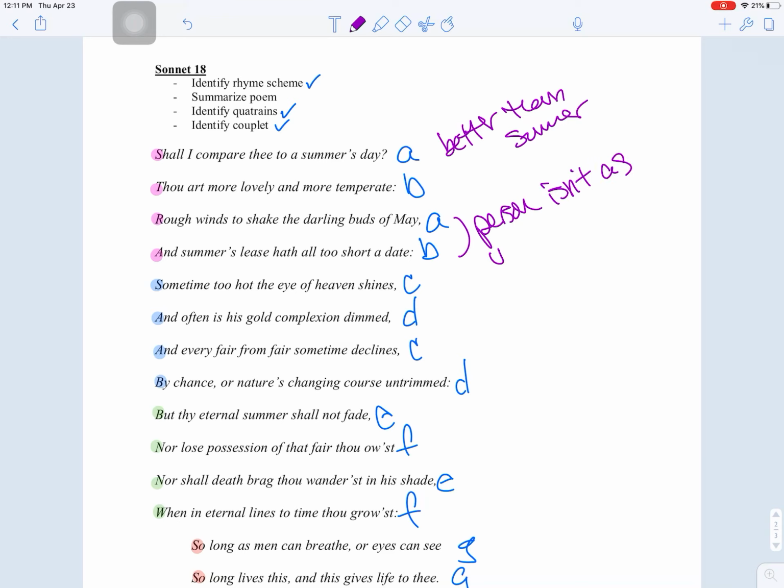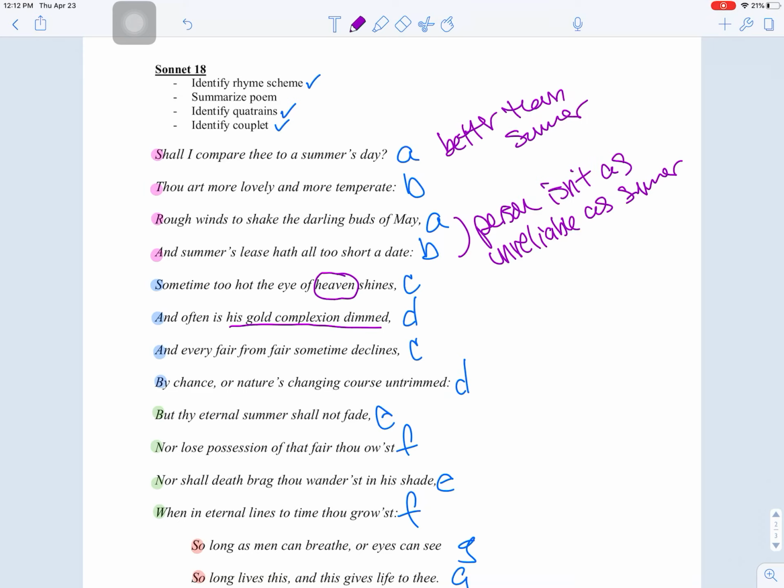as unreliable as summer. Okay? And our next quatrain also talks about it. It says, "Sometime too hot the eye of heaven shines, and often is his gold complexion dimmed." Okay, not sure what that means, but we have the word heaven in here, and that's probably a clue. His gold complexion, right? So like the warmth in your face has dimmed. And then it goes on and it says, "And every fair from fair sometime declines."